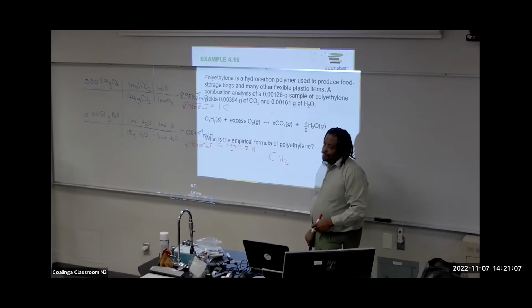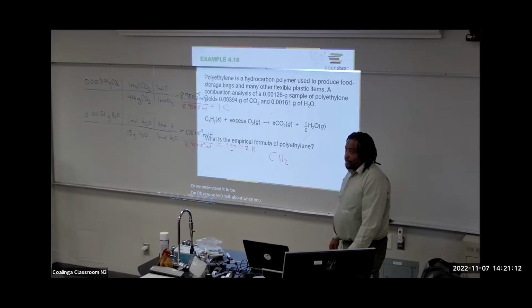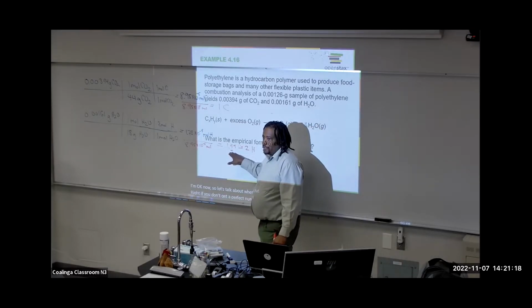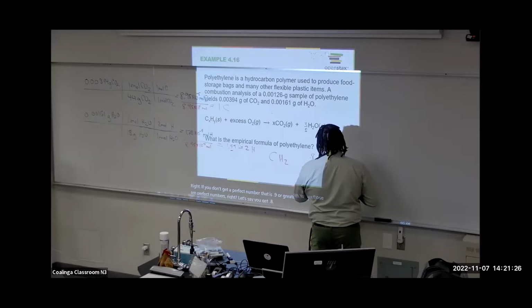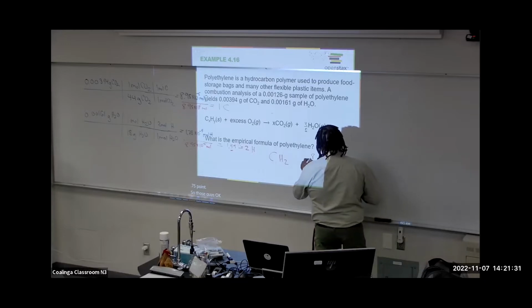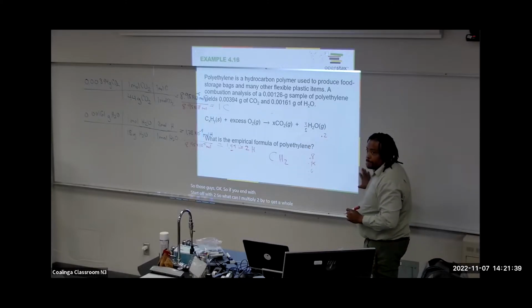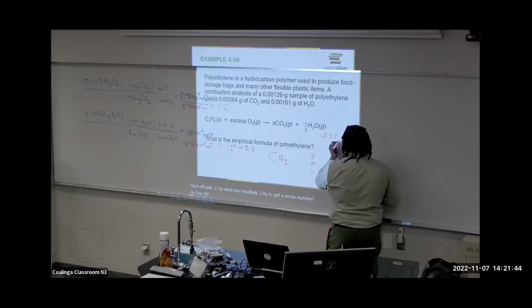Understand. Now, let's talk about when you don't get that. If you don't get a perfect number that is 0.9 or greater, like 0.9999, those are perfect numbers. Let's say you get 0.8, 0.75. So if you end with 0.2, what can I multiply 0.2 by to get a whole number? By 5. That's going to be 1.